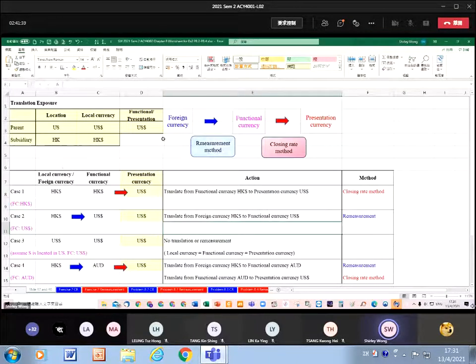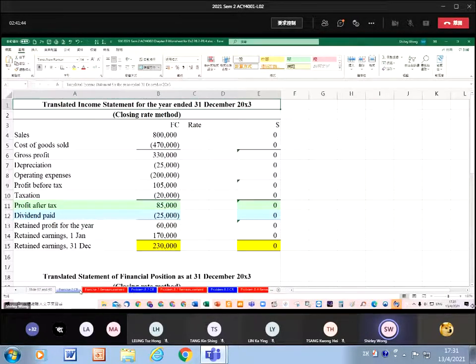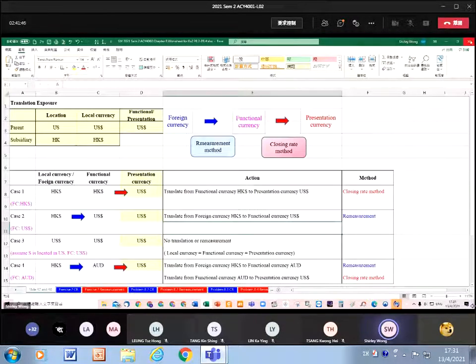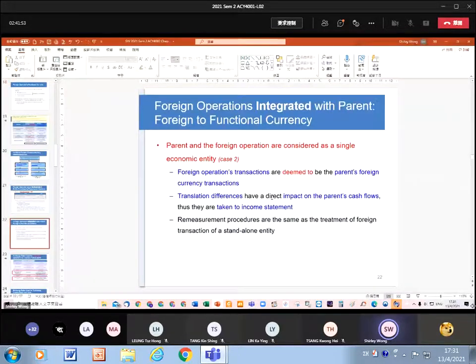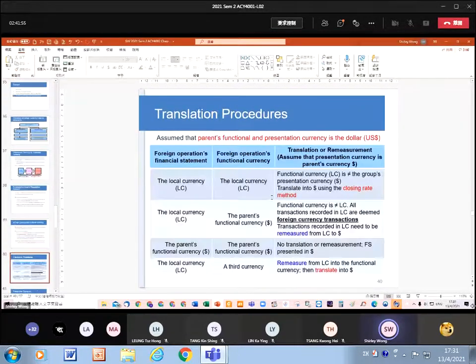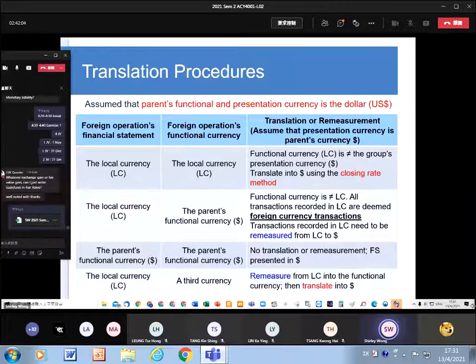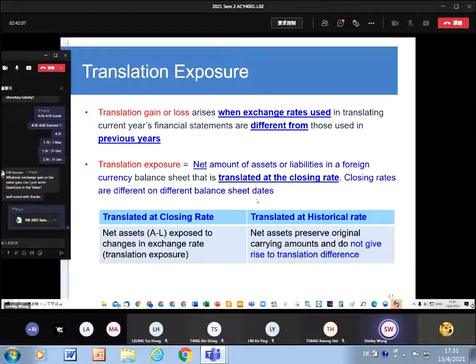Okay, so if no, please keep this file and then we will use this Excel file to do the exercise for next week. Okay, so back to our PowerPoint slide now. So now we have finished slide 14, right? These are the different situations, and we need to use different translation methods. Okay, next. When we do the translation, there will be translation exposure.